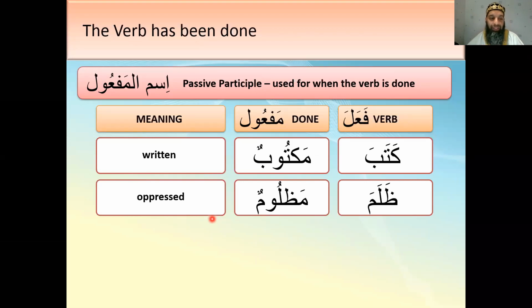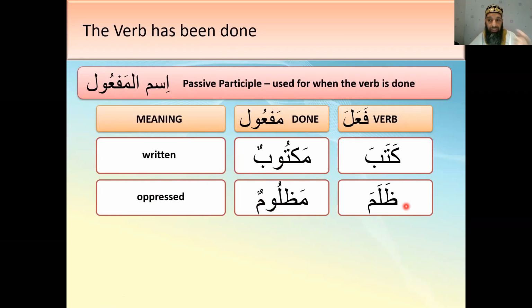Yeah, it's like the object. But it's an actual word. So madhlum is an actual word. And if you look at this pattern, maf'ul, it's the maf'ul pattern. If you see another word with this maf'ul pattern, as long as you know what dha la ma means, then you should be able to translate roughly what the word is actually meaning. It's the happening of the root word on this thing. That thing, what do you call it? So in this case, madhlum means oppressed because they're having the zalama done on them.